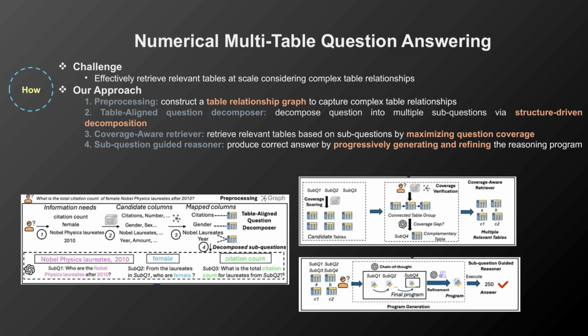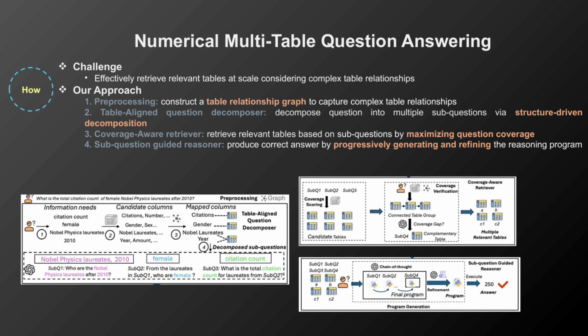To achieve this, we've developed a four-step approach we call DMRAL. First, we pre-process the data by constructing a table relationship graph to map out how different tables connect. Second, we use a table-aligned question decomposer to break complex queries into simpler sub-questions. Third, our coverage-aware retriever finds the best tables by ensuring every part of the question is covered. Finally, a sub-question guided reasoner progressively builds a reasoning program to calculate the final answer, ensuring the logic remains sound across different data sources.